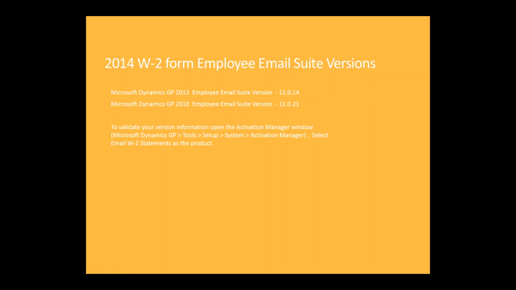So if you don't know if you're on the latest version and if you need to upgrade to get the report for 2014, then I put in how to validate your version information. You can go to our Activation Manager window in Microsoft Dynamics GP, and you can select the product from the drop-down list, email learning statement or email W-2 statements.